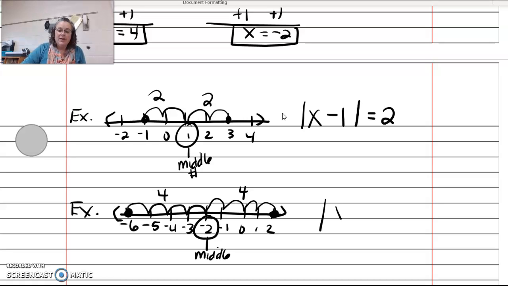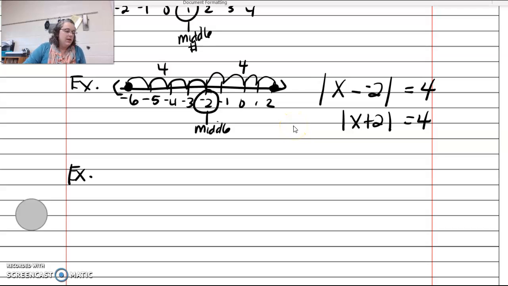So if I were to write this, I'd have x minus the middle number, which is -2, equals a distance of 4. We like to clean this up, so I get x plus 2 equals 4. So the absolute value of x plus 2 equals 4.